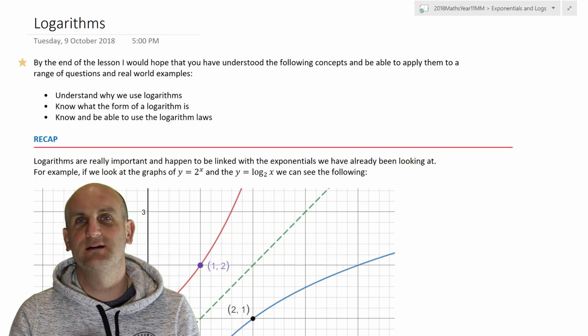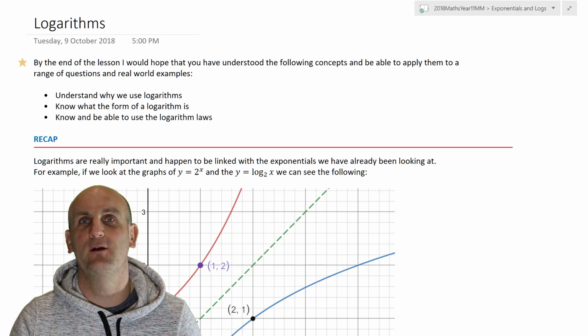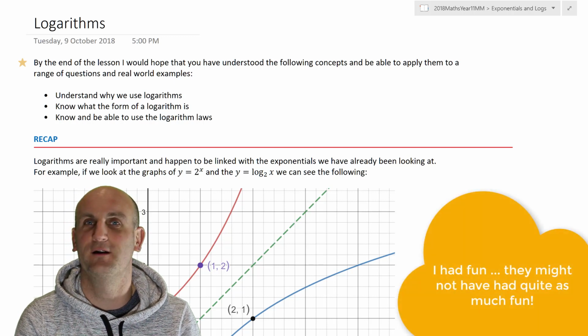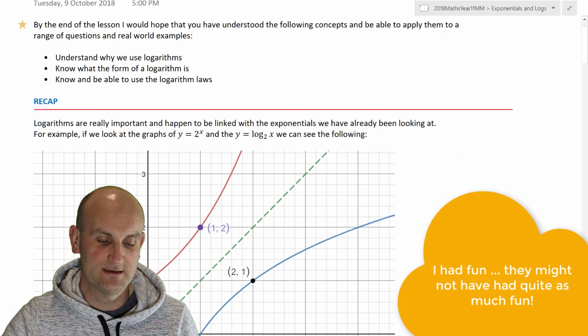Now, I have literally just taught this to my year 11 group and wow, so much fun was had. Hopefully by the end of this, you'll also understand what I'm talking about.